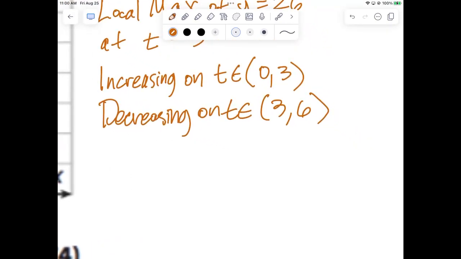And remember, there's another way to say that. We could also say 3 less than t less than 6. So that's just the other way to say that. Set or interval notation. These mean the same thing.